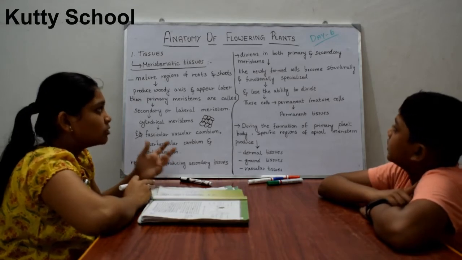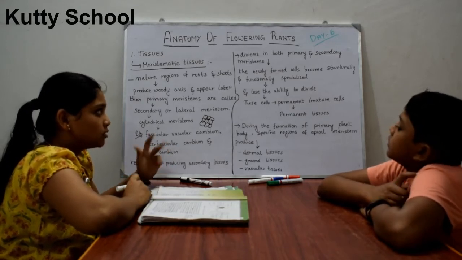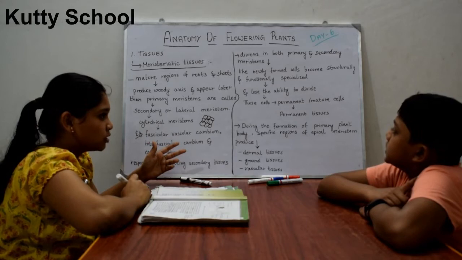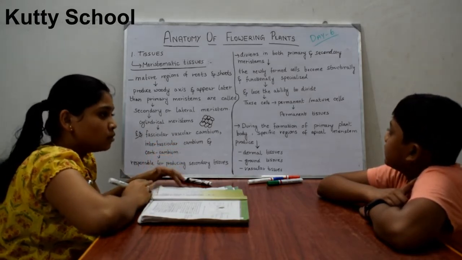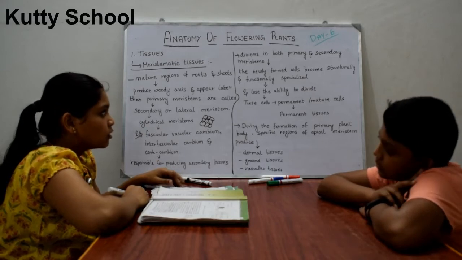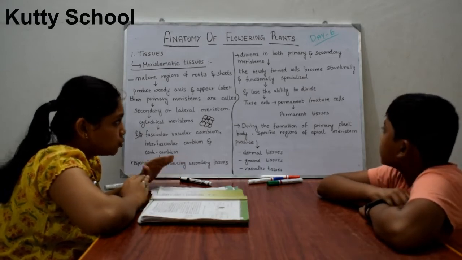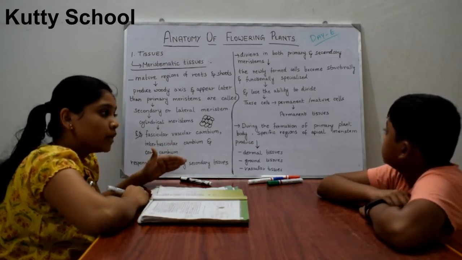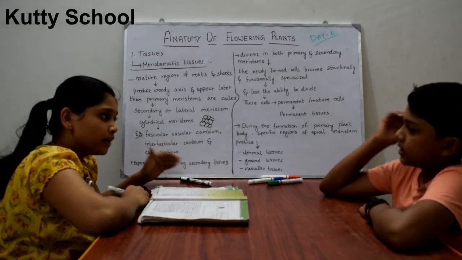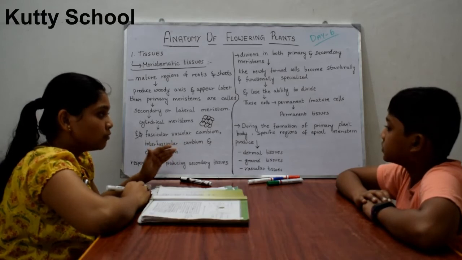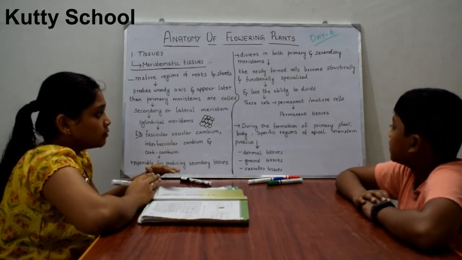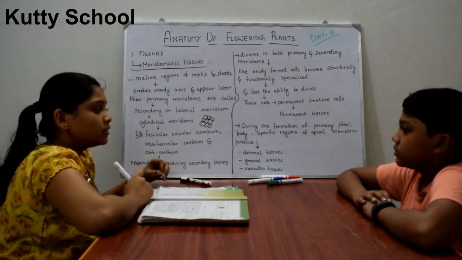Other than that, some cells become structurally and functionally specialized. When specialized, these cells lose the capacity to divide. When they lose the capacity to divide, these cells become permanent tissues. They will not divide for the rest of the plant's life, or for some period, and according to the characteristics it will change.